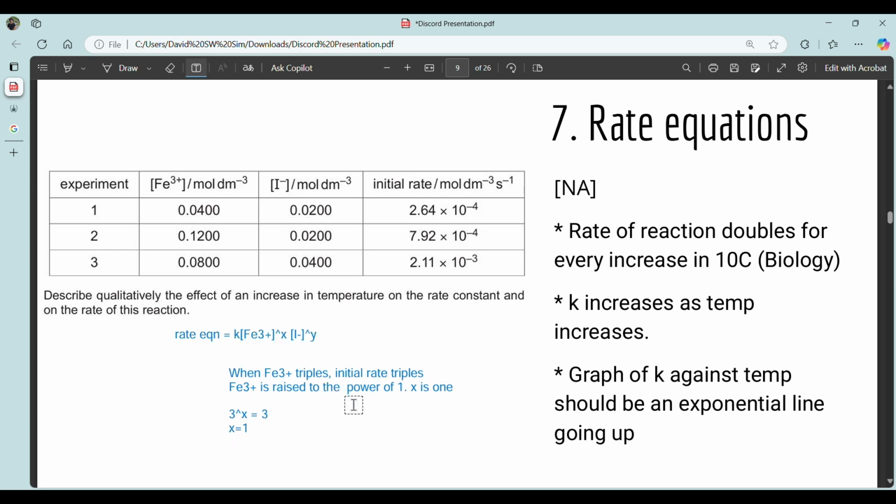Does anyone have any issues with this? Please type in the chat. Okay, so Billy, what is it about the iodide part that you do not really understand? Because I have not calculated the power for iodide yet.